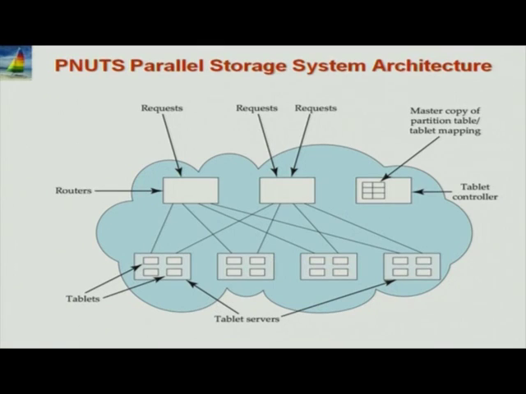So this partition and tablet mapping is actually fairly small. It fits in memory. Although the data is huge, the mapping is small. So given a key value, I know which tablet it is in, and I know where that tablet resides quickly. I can look that up. And then the query is sent to the appropriate tablet.